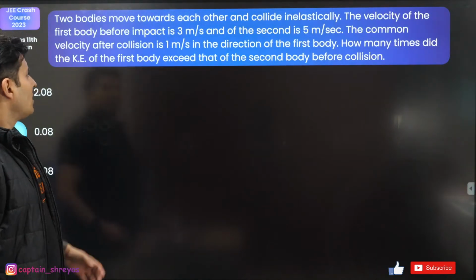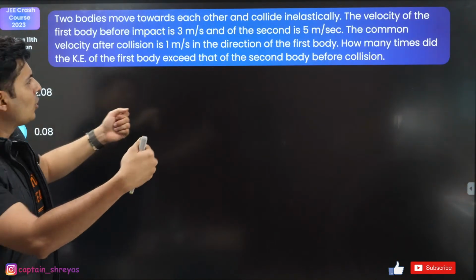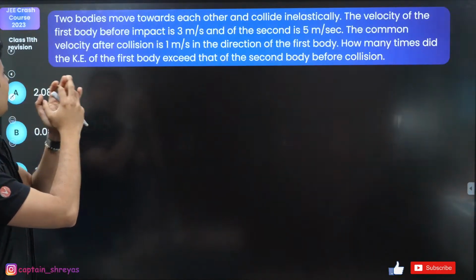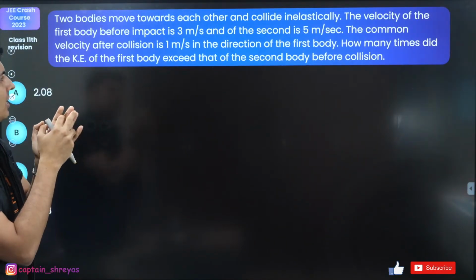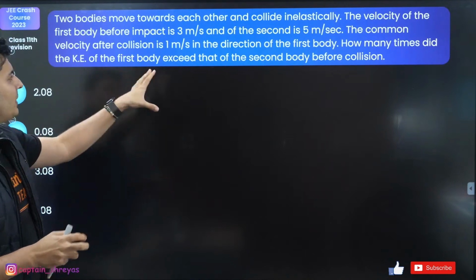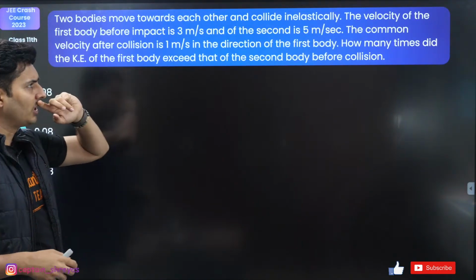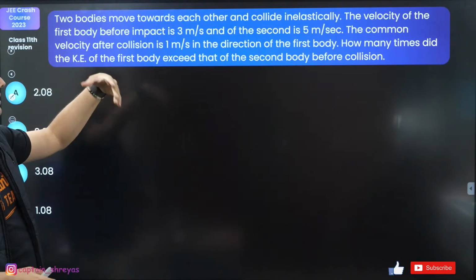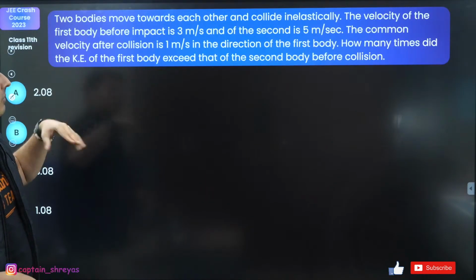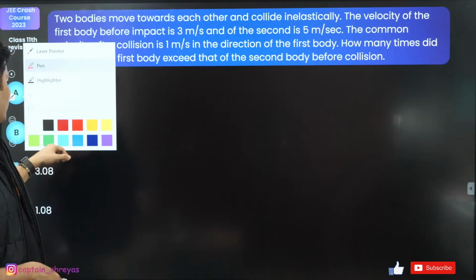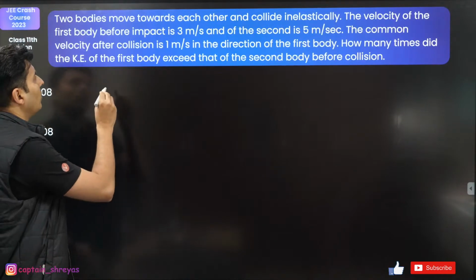What is this? Both the bodies move towards each other and collide inelastically. The velocity of the first body before is 3, second is 5, and the common speed is 1 in the direction of the first body. How many times did the kinetic energy of the first body exceed that of the second body before the collision? Okay, interesting question. So let's have a look.